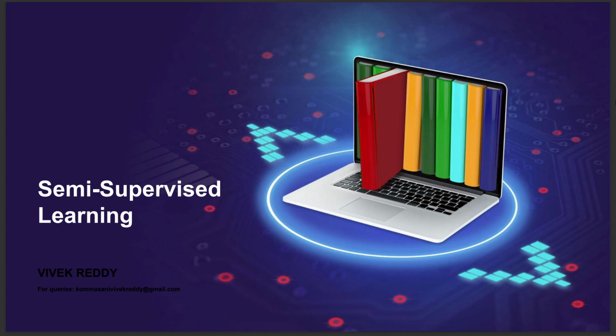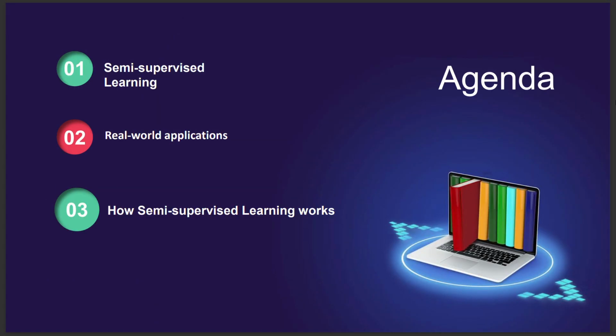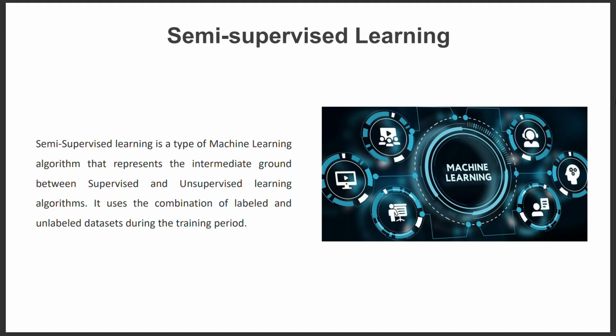This is Vivek Reddy. In this video, we are learning about semi-supervised learning, its application, and how it works. Semi-supervised learning is a type of machine learning algorithm that represents the intermediate ground between supervised and unsupervised learning algorithms. It is the combination of labeled data and unlabeled data for the training data.